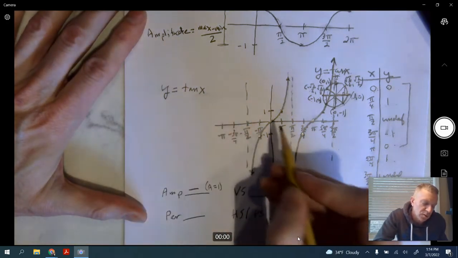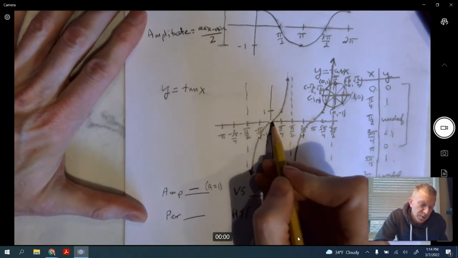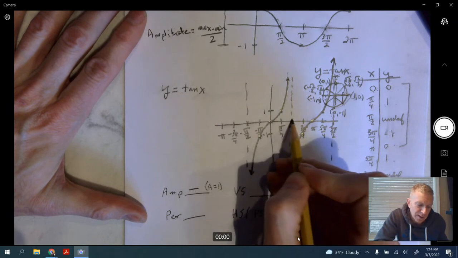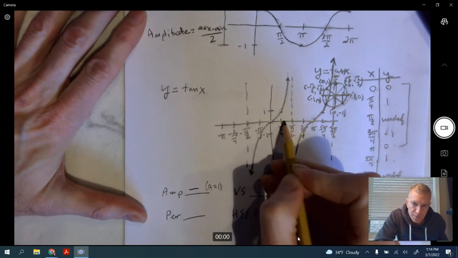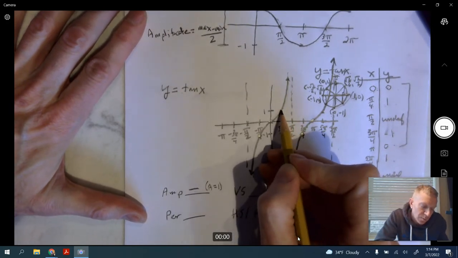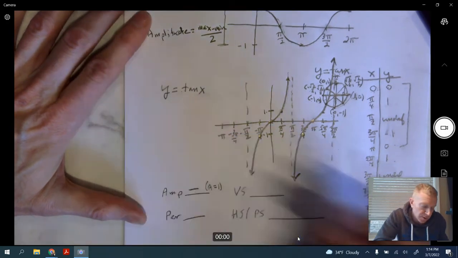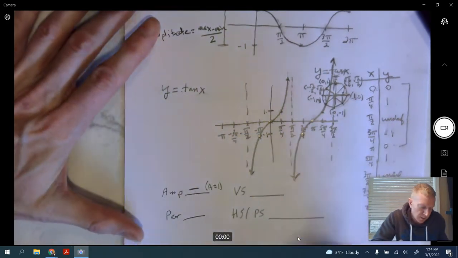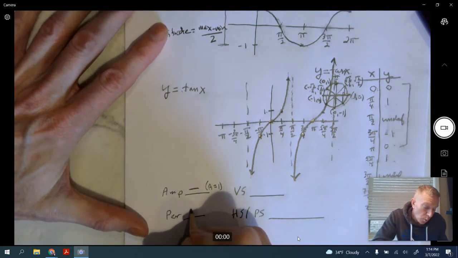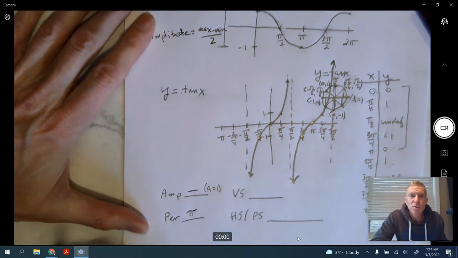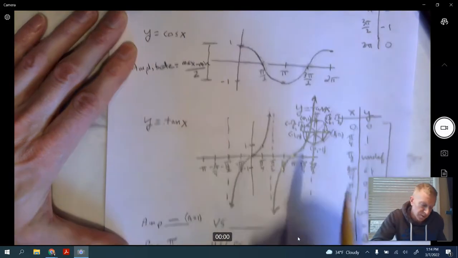That A value tells you that halfway between the center of your graph and your asymptote, at the pi over 4 mark for this function, your value is at 1. That's going to match your A value, the coefficient of 1 before the tangent. Okay, and we'll see some examples of that. The period is pi as opposed to 2 pi for this function.